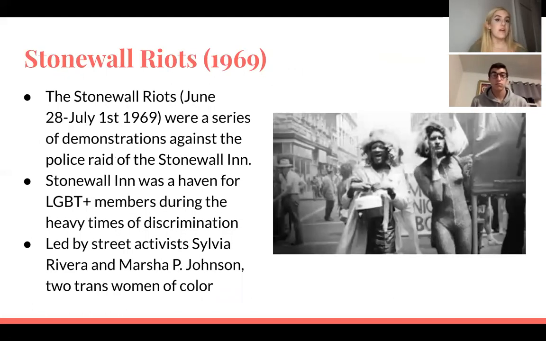So the Stonewall Riots, which many of you might be familiar with, took place between June 28th and July 1st of 1969, and it was a series of demonstrations against the police raid of the Stonewall Inn. The Stonewall Inn was a haven for LGBT+ members during the heavy times of discrimination, and it was led by street activists Sylvia Rivera and Marsha P. Johnson, who are shown in this picture, who are two trans women of color.